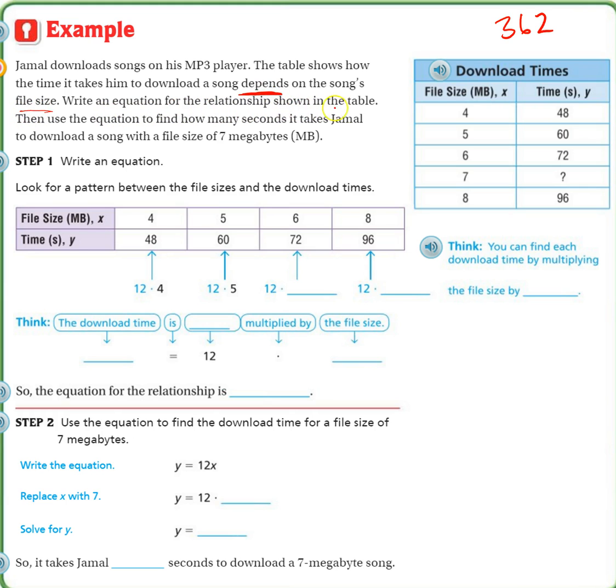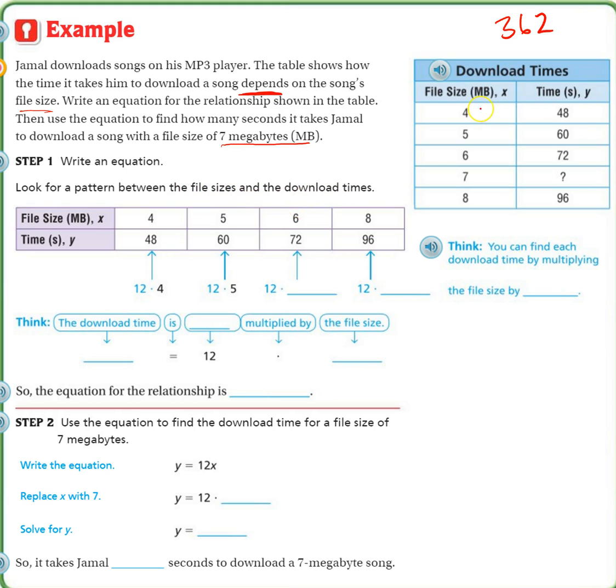Write an equation for the relationship shown in the table, then use the equation to find how many seconds it takes Jamal to download a song with a file size of 7 megabytes. Okay. So step 1, write an equation. Look for the pattern between the file sizes and the download times.